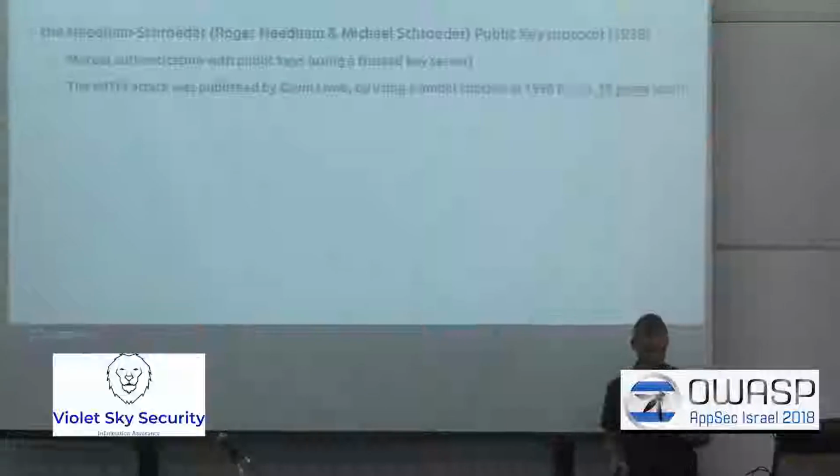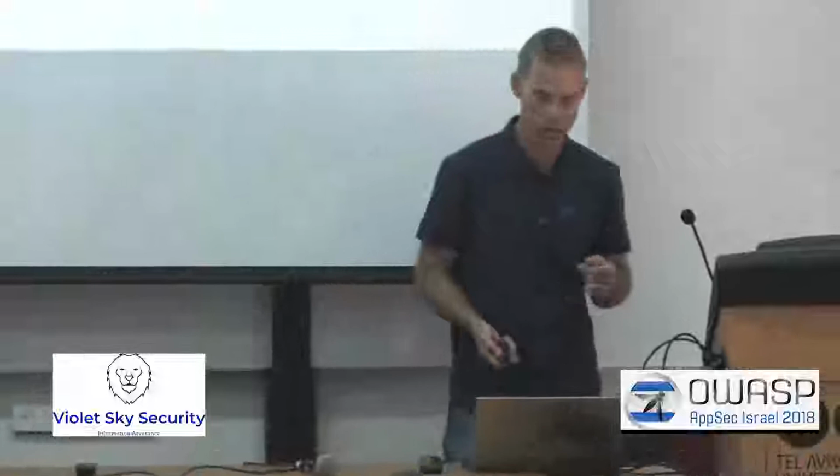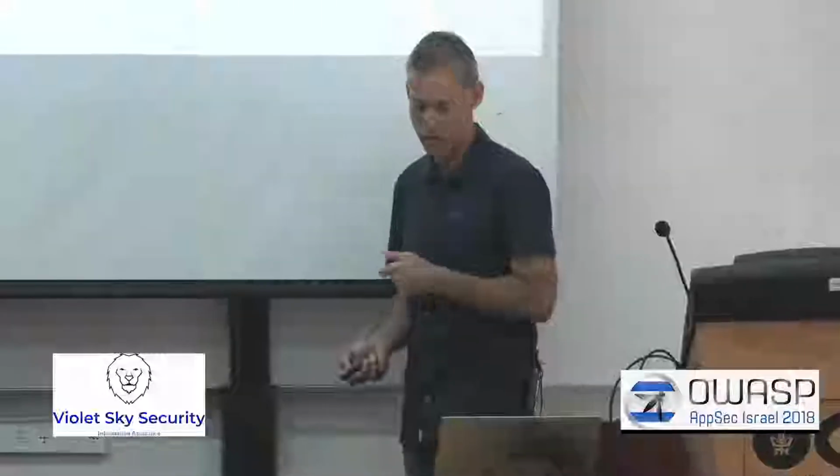And Gavin Lowe used a model checker 18 years later and found the issue. So for 18 years it was really used. It was a very popular protocol that was used for 18 years until they found that it's actually broken. Gavin Lowe used a model checker to find this issue.